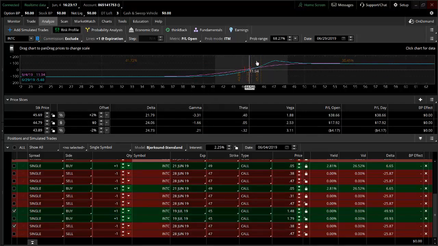So we're targeting 47. If it goes to 47, we can make a profit. Let's say if it went to 47 this week, which it probably won't, this would be up $67 on our risk. We've got a debit risk of 109.